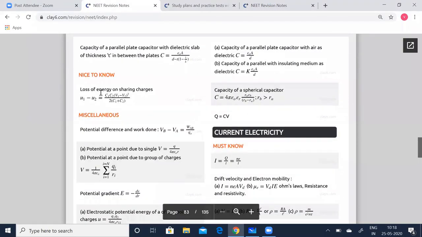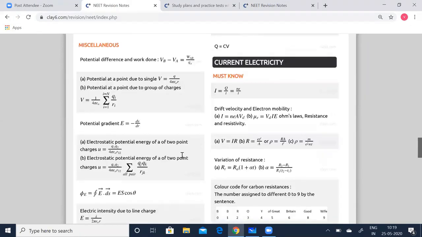Loss of charge or loss of energy on sharing charges is given by U1 minus U2 is equal to C1 C2 into V1 minus V2 the whole squared by 2 times C1 plus C2. Potential difference VB minus VA is nothing but the work done W AB by Q0. Potential at a point due to a single charge is given by V is equal to Q by 4 pi epsilon 0 R.